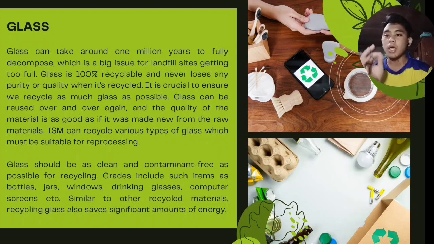So ISM can recycle various types of glass which must be suitable for reprocessing. So glass should be as clean and contaminant free as possible for recycling. Grades include such items as bottles. So this is the glass that you can reuse: bottles, jars, windows, drinking glass, computer screens, etc. And similar to other recycled materials, recycling glass also saves a significant amount of energy.